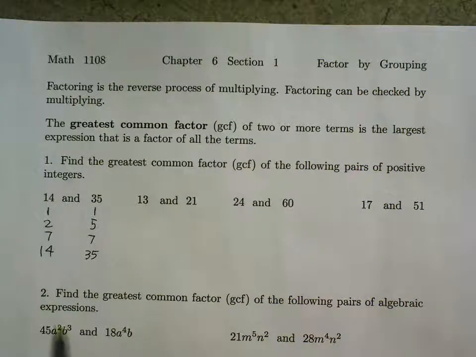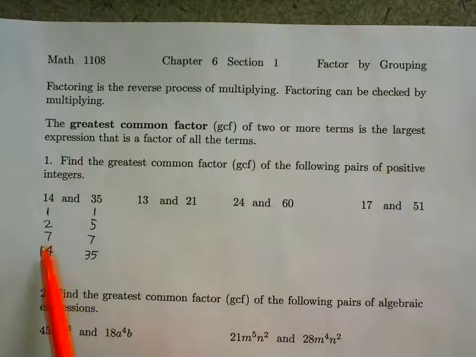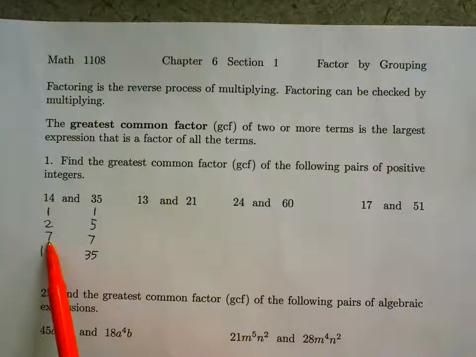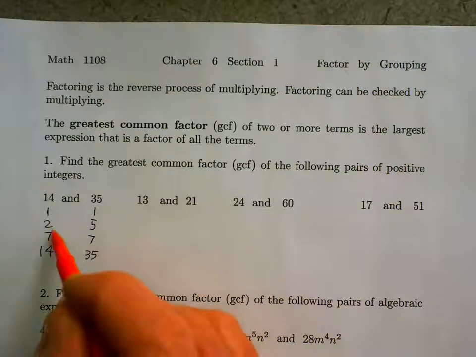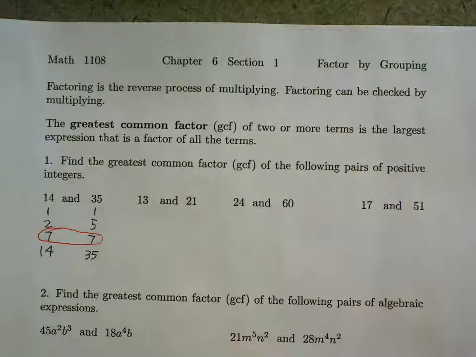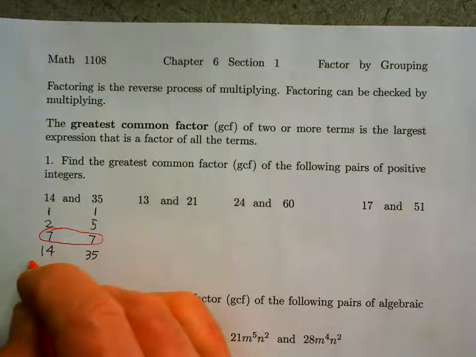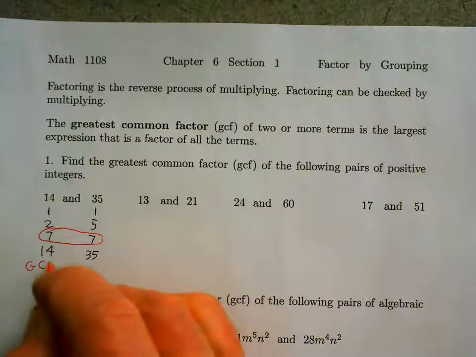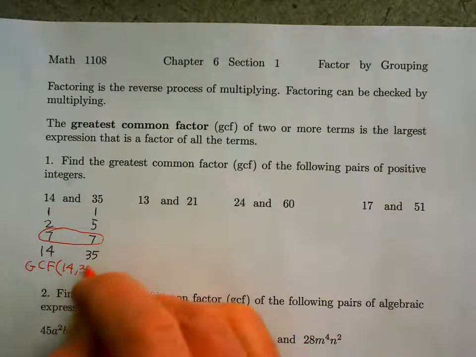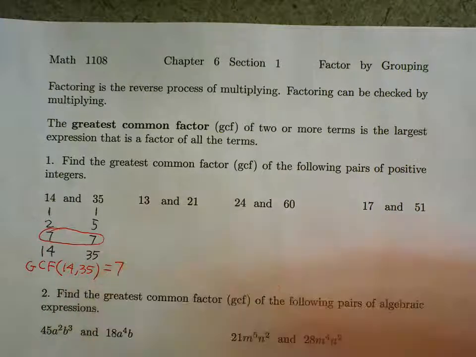So the greatest common factor is the largest factor of both numbers. So 1 is a factor of both, but 7 is also a factor, and it looks like 7 is the largest or the greatest common factor. So sometimes you'll see this notation, the GCF, or the greatest common factor of 14 and 35 is 7.